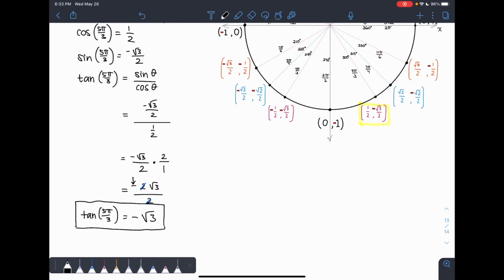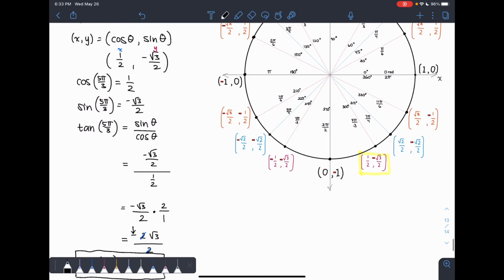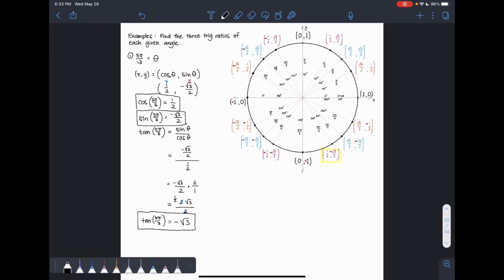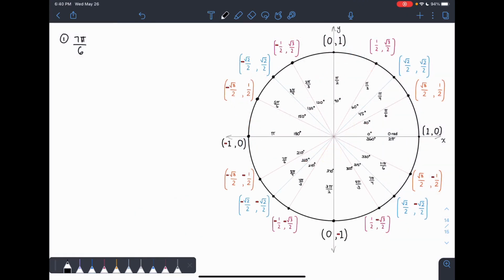So we found tangent of 5 pi over 3, sine of 5 pi over 3, and cosine of 5 pi over 3 using our unit circle. Okay, that one was pretty fun. Let's look at the next example. We're going to find the 3 trig ratios for 7 pi over 6.